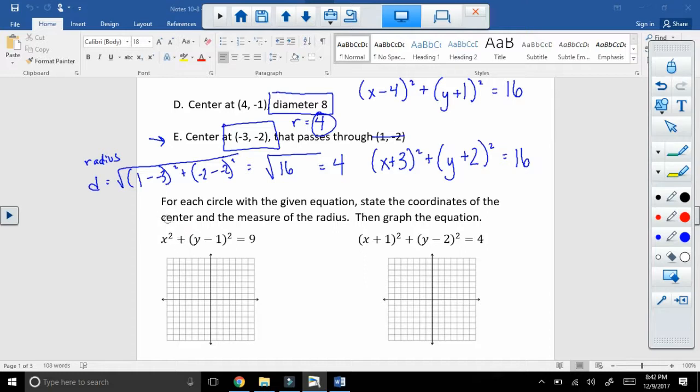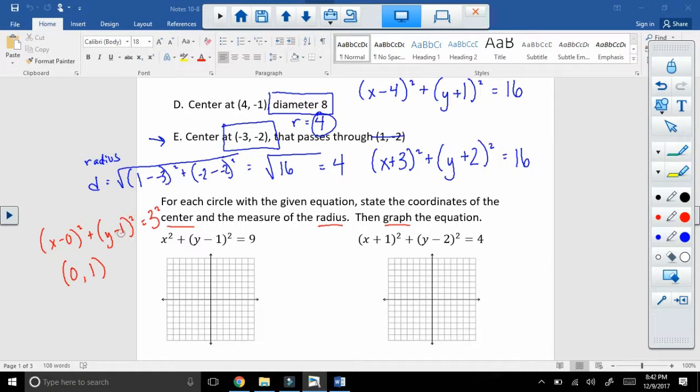So for these next ones, the directions change. They give you the equation and they ask you to state the coordinates of the center, the measure of the radius, and then graph. So for this one here, if you think about how that equation would be if you had everything written out, and the radius would be 3 squared because the answer is 9. So the center is at 0, 1.